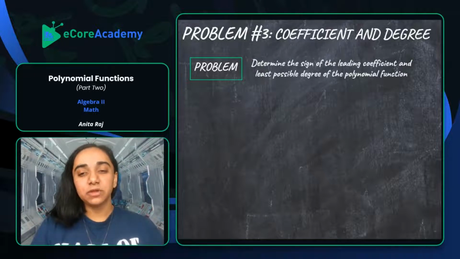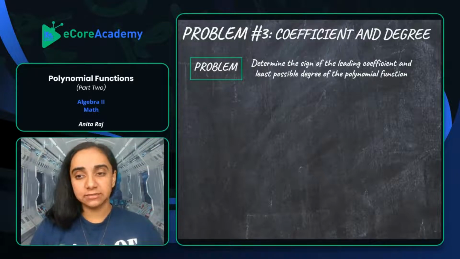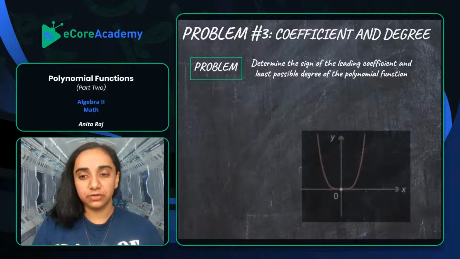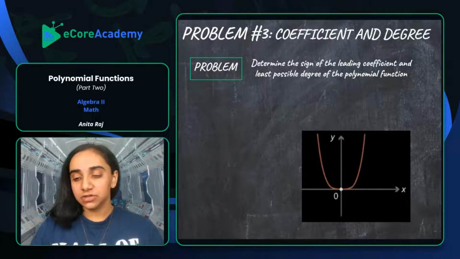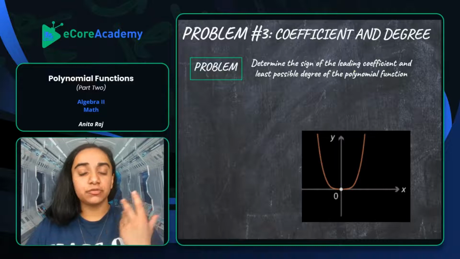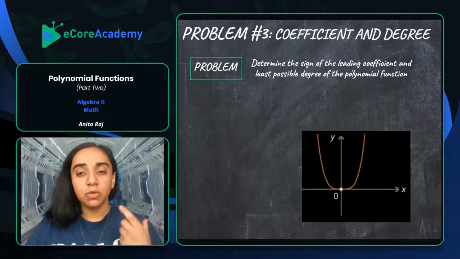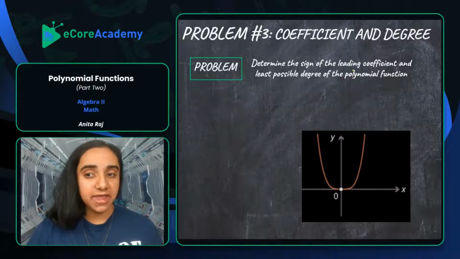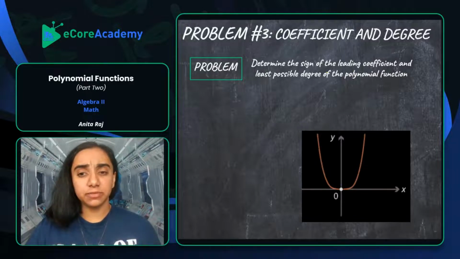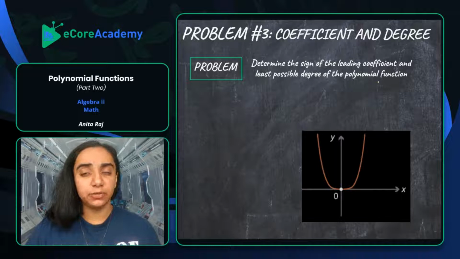So here's the problem. I want you to determine the sign of the leading coefficient and the least possible degree of the following polynomial function. So here's the graph. This is what you're going to be given. What I'm asking you to do is look at this graph and determine the sign of the leading coefficient. Remember from the last problem, ax to the power n is going to be our leading term. We're trying to determine what the sign of a is, and then we want to determine the least possible degree of the polynomial function.